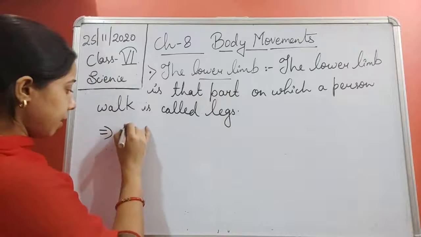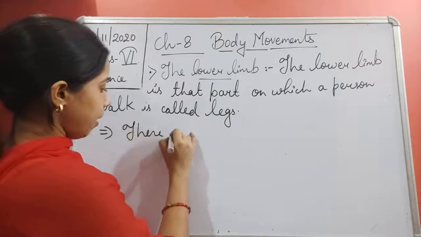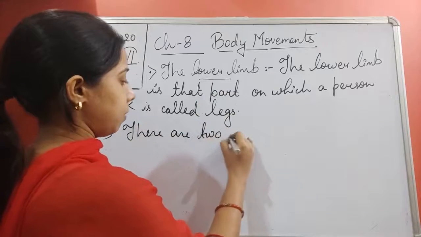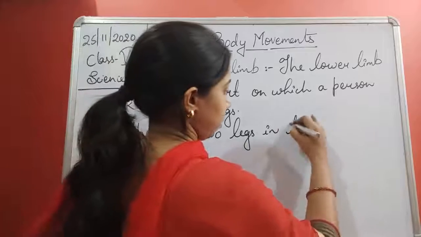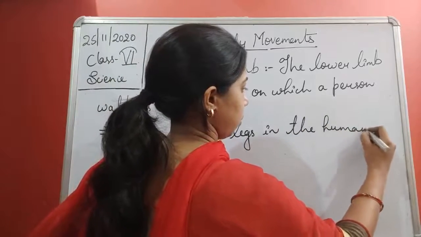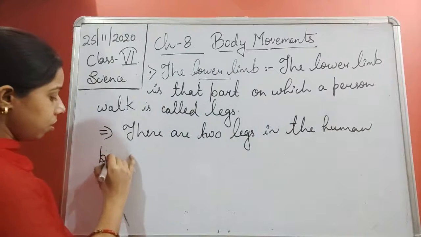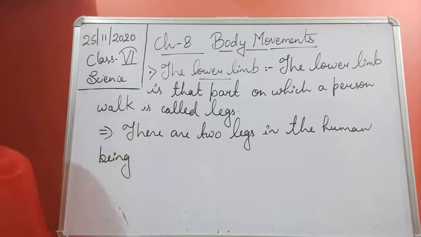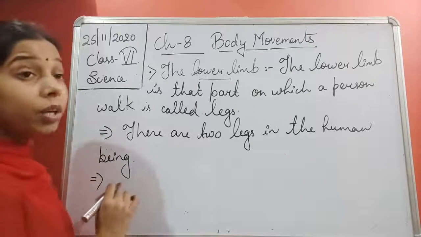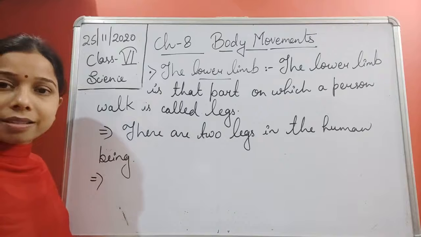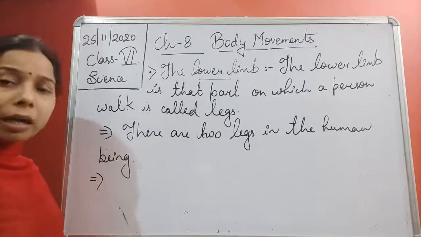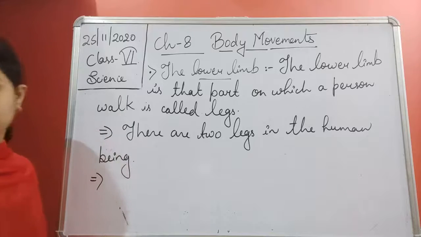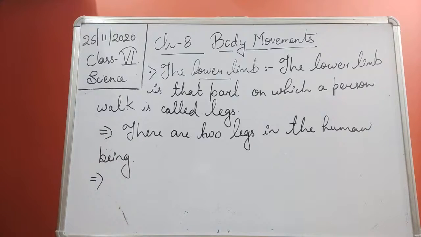So how many legs are there? There are 2 legs in the human being. These 2 legs are basically attached to the hip bone. You know that your legs are at the lower part of the body, so ultimately they are attached to the hip bone. Okay, so we can write it.